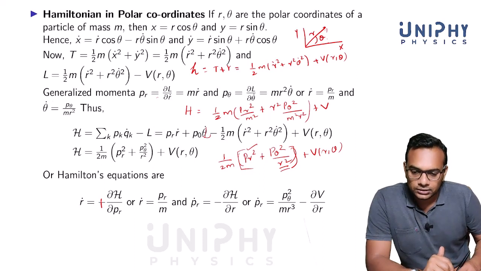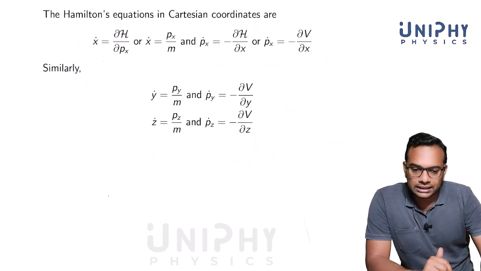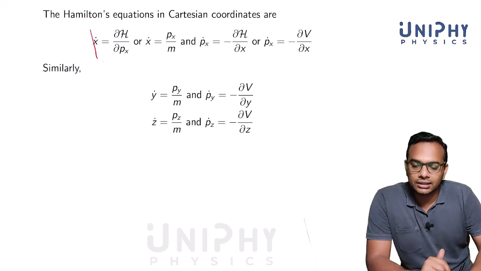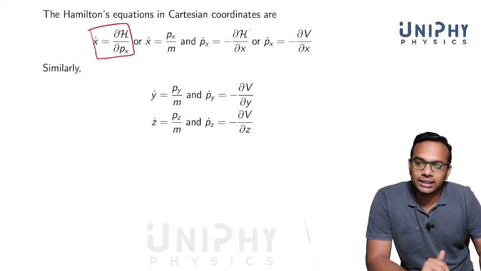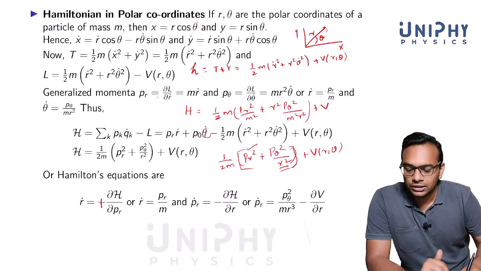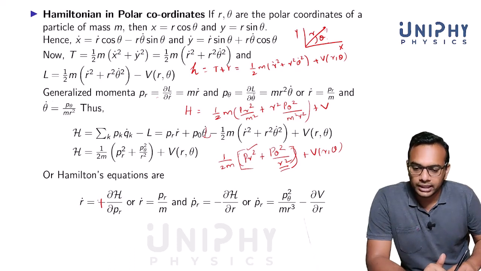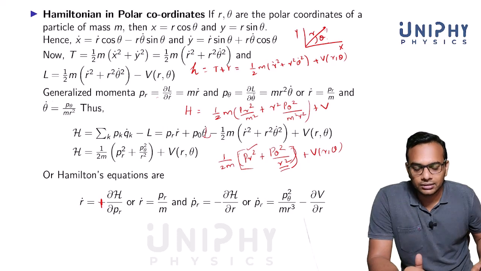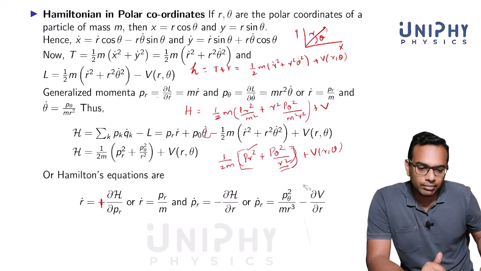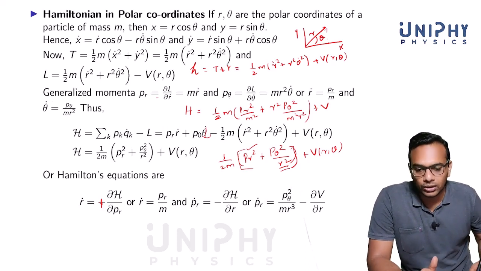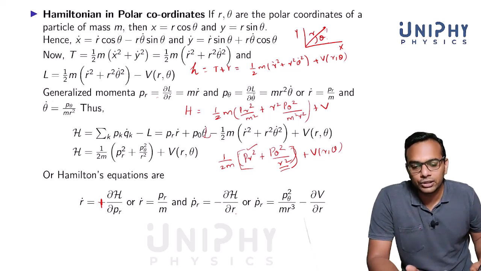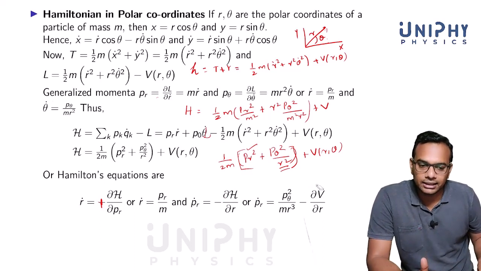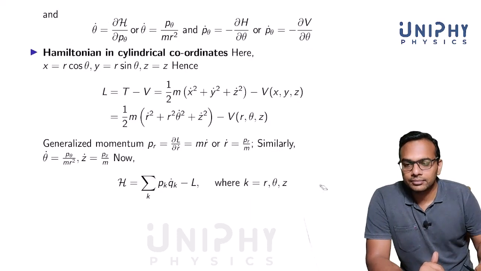So this is wrong. You should remember where exactly the minus sign comes. For x, we don't have a minus sign: x dot equal to dou H by dou p_x, and p_x dot equal to minus dou H by dou x. So r dot equal to dou H by dou p_r, no minus sign there, r dot equal to p_r by m. p_r dot equal to p_theta square by m r cube minus dou V by dou r. Just take the derivative with respect to r and you get this answer. You can try that and complete it.